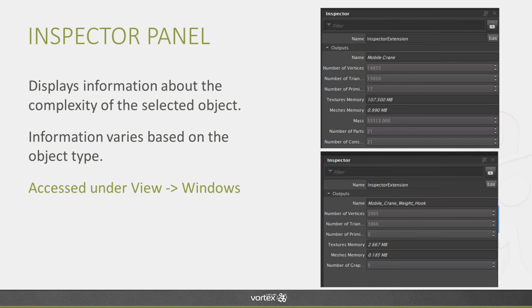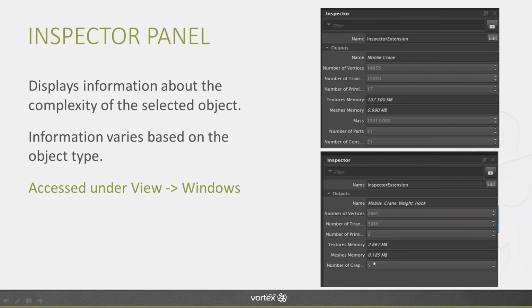Next up is the Inspector Panel. The Inspector Panel is a tool that allows you to see information about the complexity of the object you've selected. That information will vary based on the type of entity you've selected. So if you're selecting an assembly, such as you see in the top, you're going to have information about its visuals, but you also have information about its mass, its number of parts, and constraints.